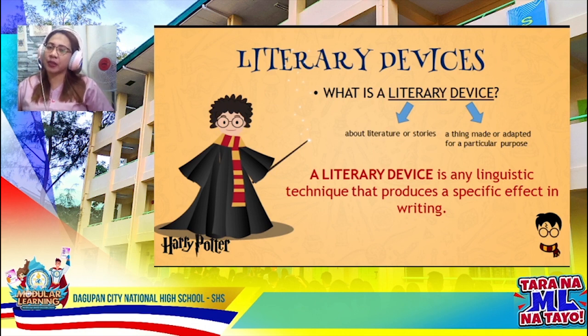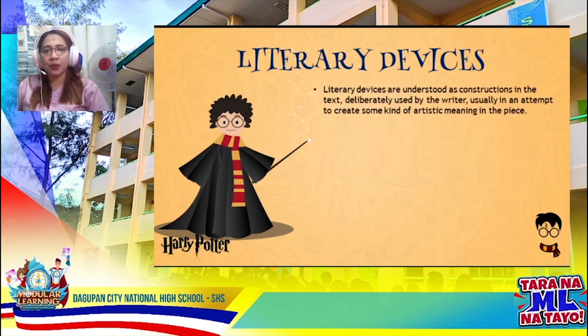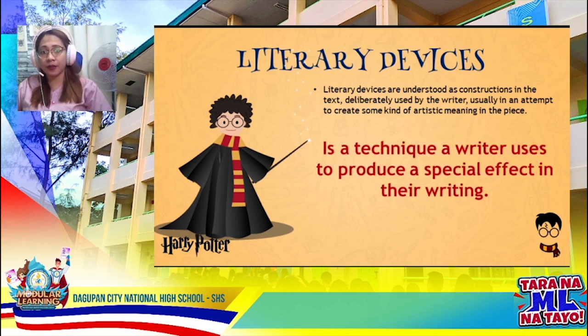In other words, when you say literary devices, these are the added features on your literary piece. So let us define it further. Literary devices are understood as constructions in the text, deliberately used by the writer, usually in an attempt to create some kind of artistic meaning in the piece. Another definition is that it is the technique a writer uses to produce a special effect in their writing.